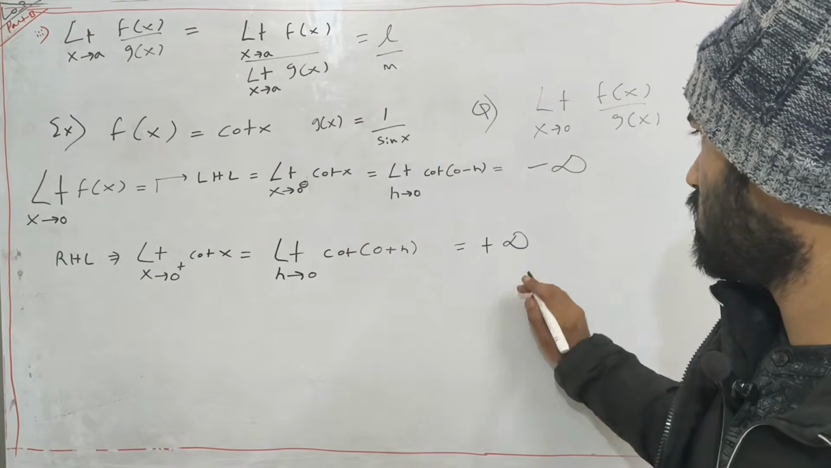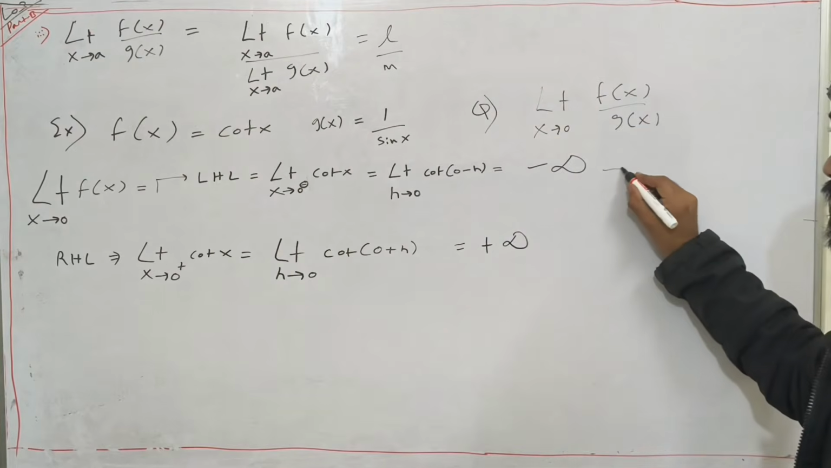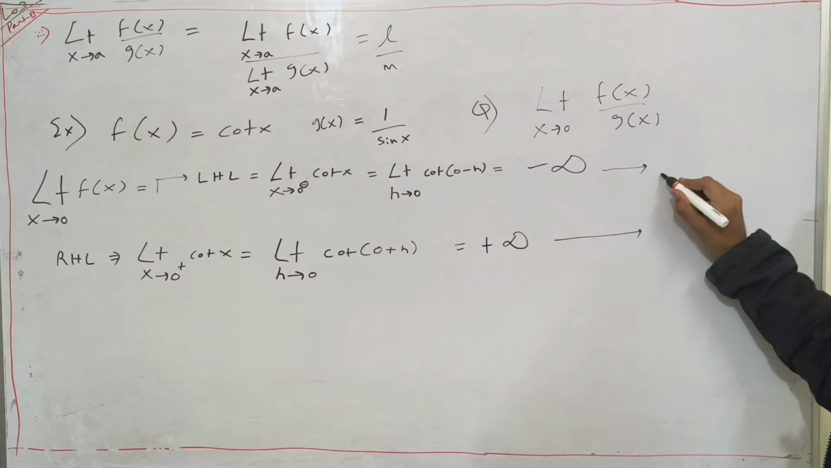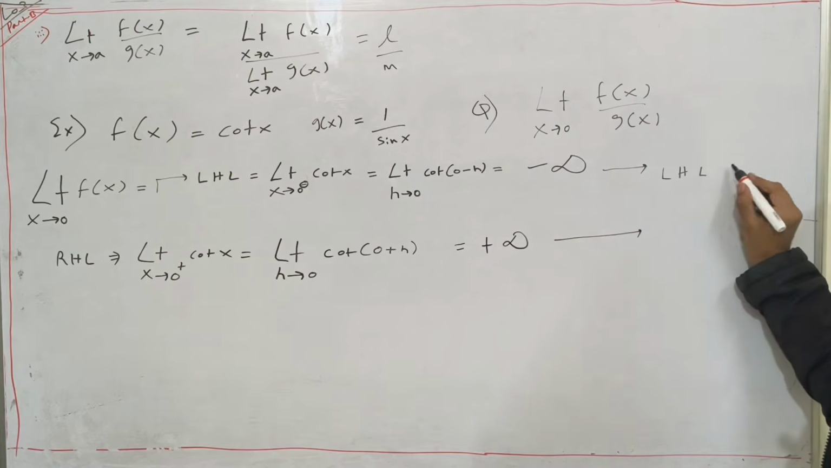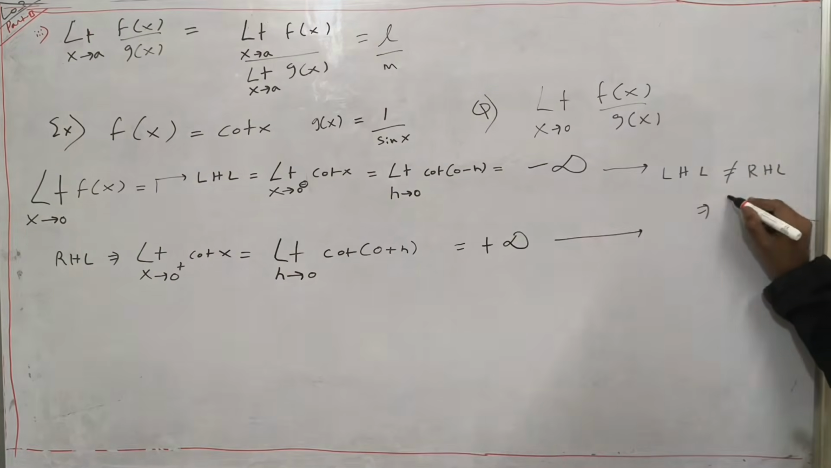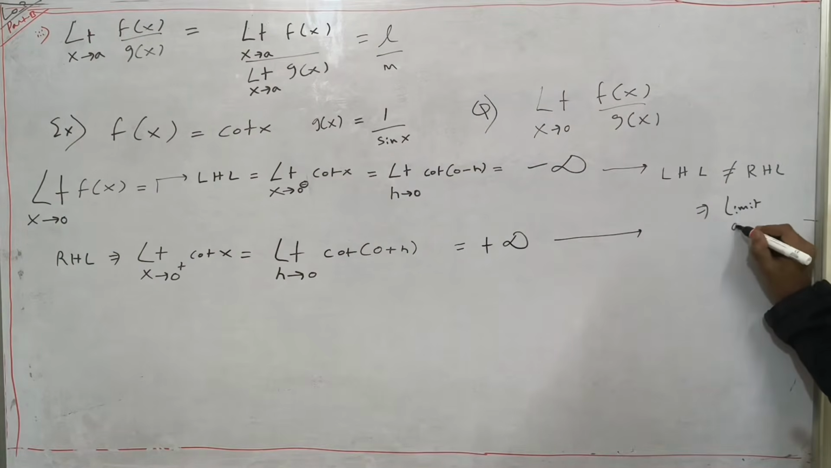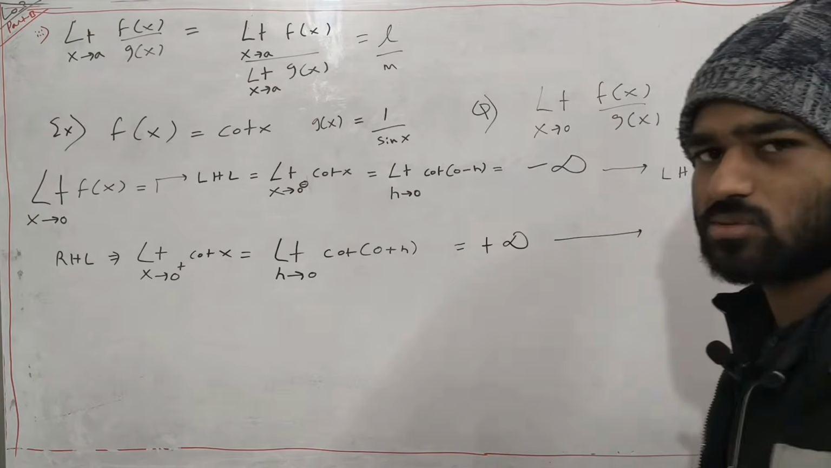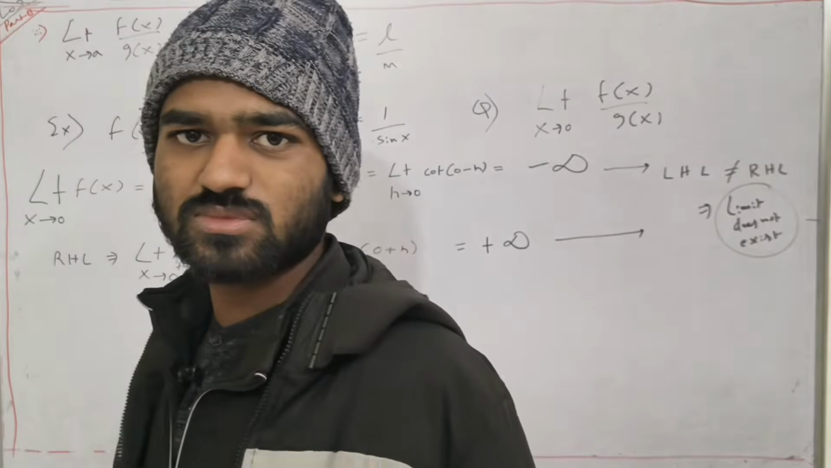Okay, so left hand limit we got minus infinity, right hand limit we got plus infinity, means left hand limit not equals to right hand limit, implies, बताओ implies क्या है? Limit does not exist. ठीक है, good. समझ में आ रहा है?